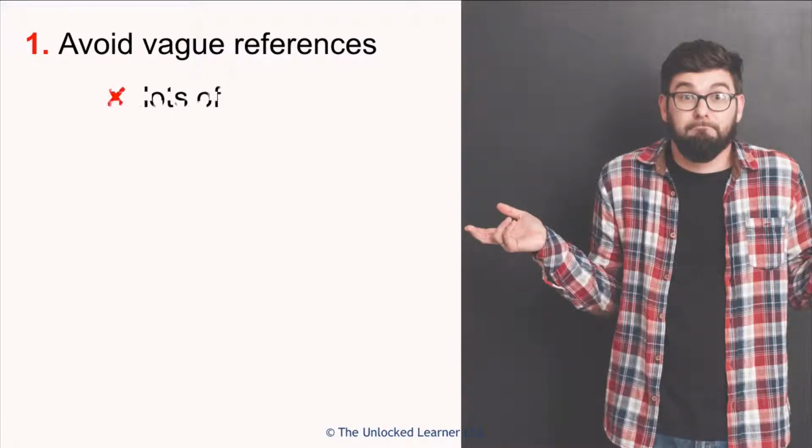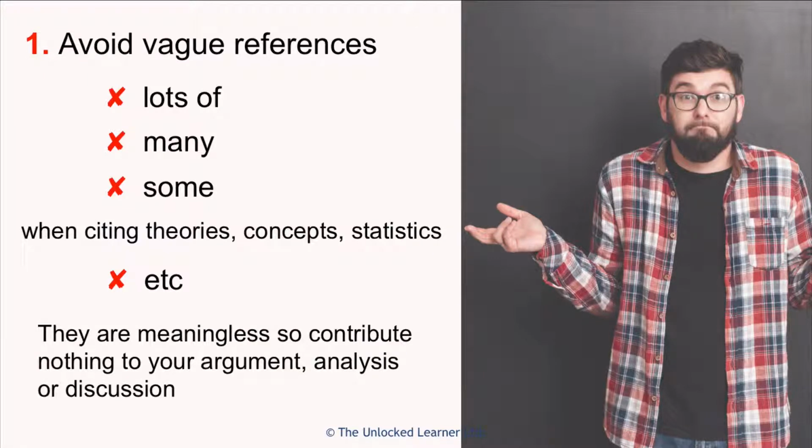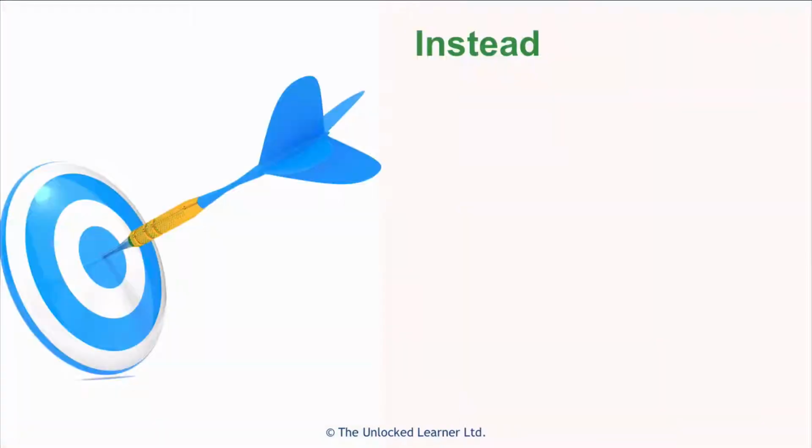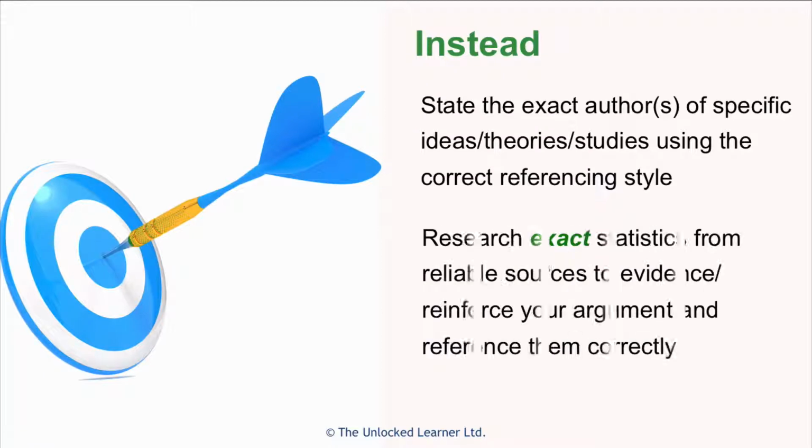Essential rule number 1, avoid making vague references by referring to lots of, some, or many theorists, concepts, ideas, or statistics, and completely avoid using etc. All of these words are vague and don't give any specific meaning to anything you're writing about, so they don't contribute anything to your argument, analysis, or discussion. Instead, give the exact names of authors of specific ideas, theories, or arguments you're referring to, and of course, reference them correctly.